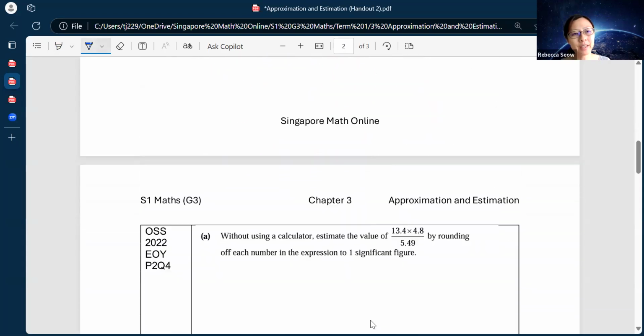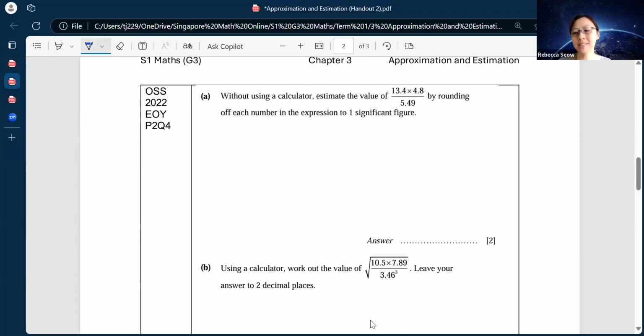Now let's move on. Third question, OSS 2022 EOY, paper 2, question 4. Again, without using a calculator. Okay, estimate the value of the expression by rounding off each number in the expression to 1SF. So let's copy down the question. And estimate each number, round off to 1SF. I will end up with 10 multiplied by 5 over 5. Okay. So I will end up with 50 over 5, which gives us 10.